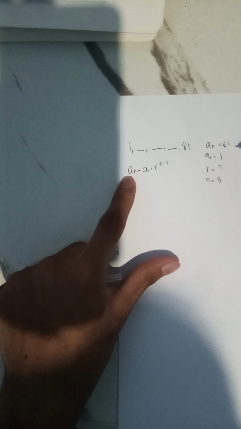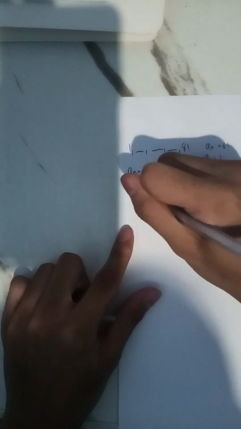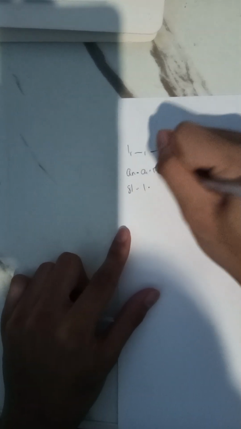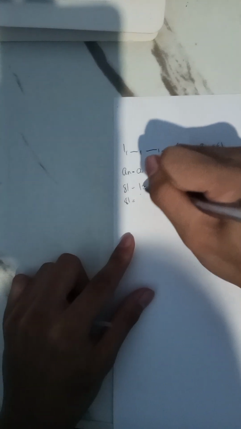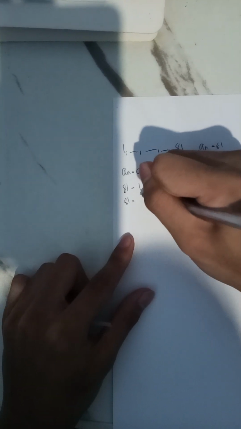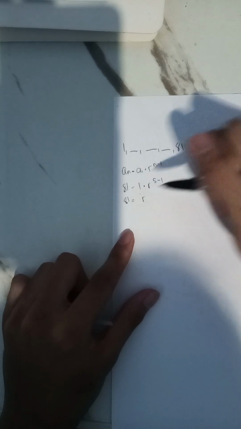So by this, we can solve it. How? Substitute the values. An, our last term, is 81. It's equal to a1, which is 1, times the value of r, which is just r, raised to n minus 1, which is 5 minus 1. Let's take the exponent first. 1 times r is just r, so we can leave it like that. 5 minus 1 is 4.